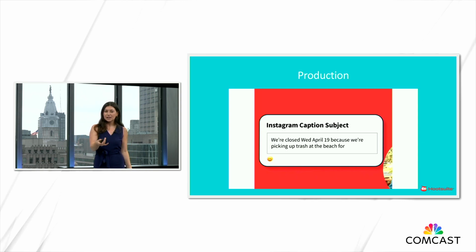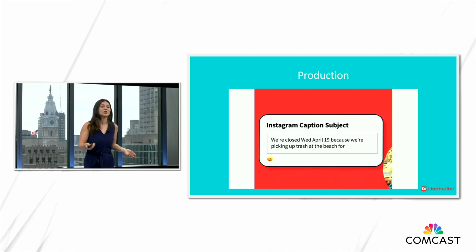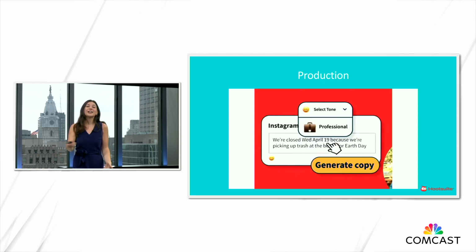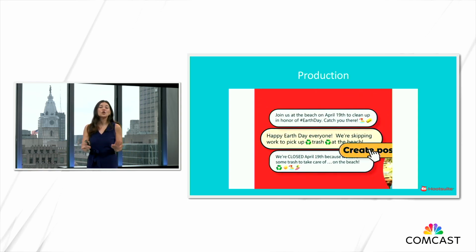So as you can see here, all you have to type in is the objective of the post. So we're closed April 19th because we're picking up trash at the beach for Earth Day. You can't actually post that on Twitter, right? That's plain Jane, that's boring. But what it does is it allows you to do that, and then you can click on the tone, and it will generate a bunch of options for you for your actual post. This saves so much time.